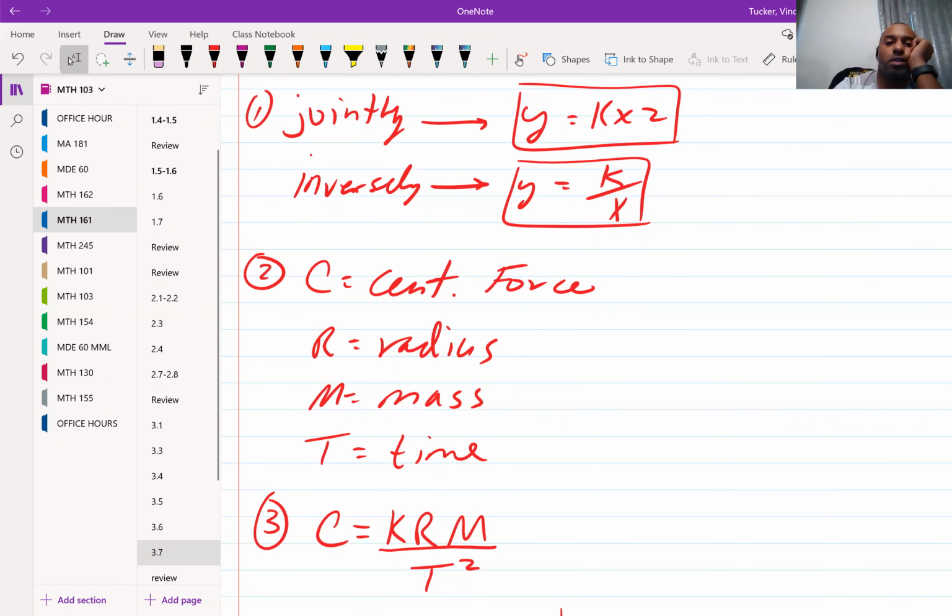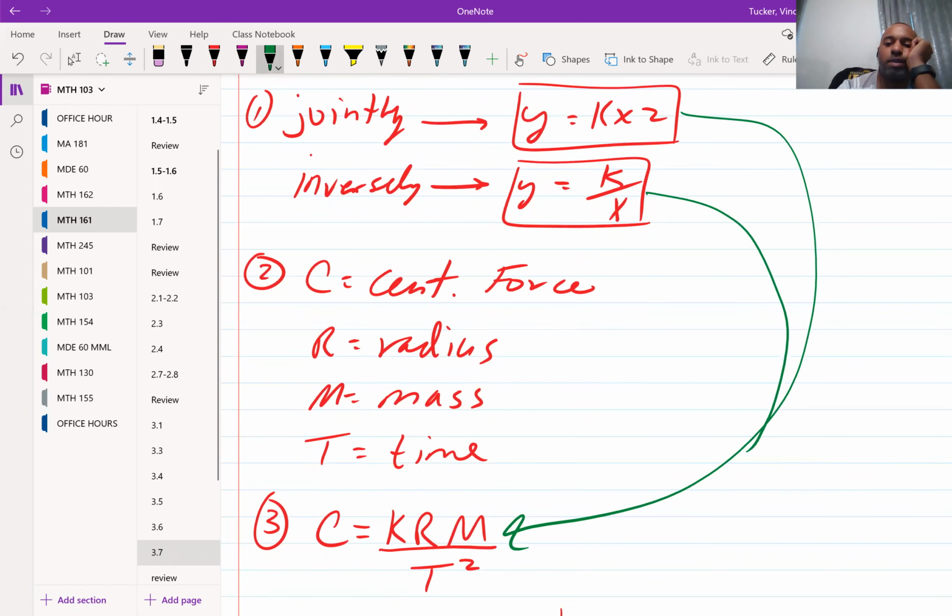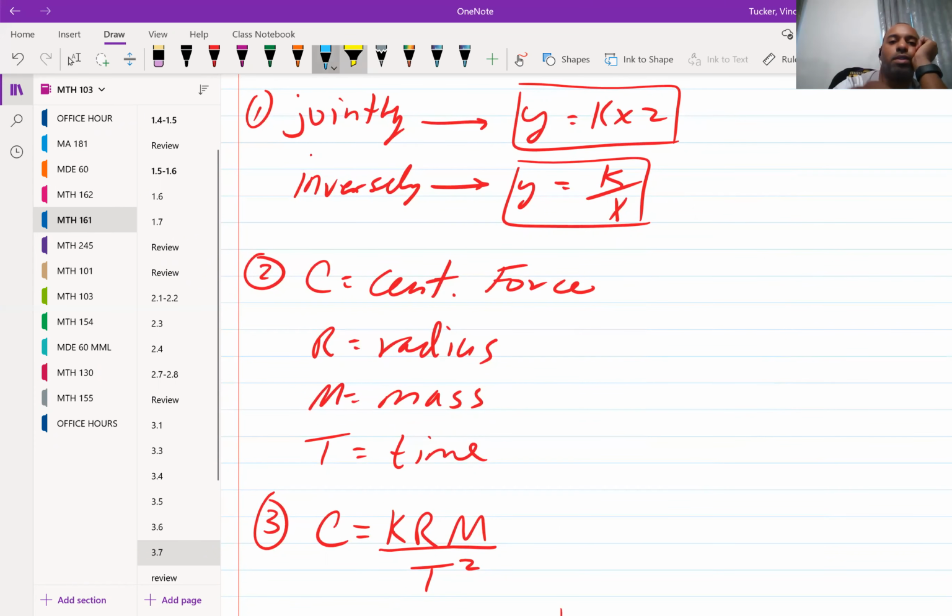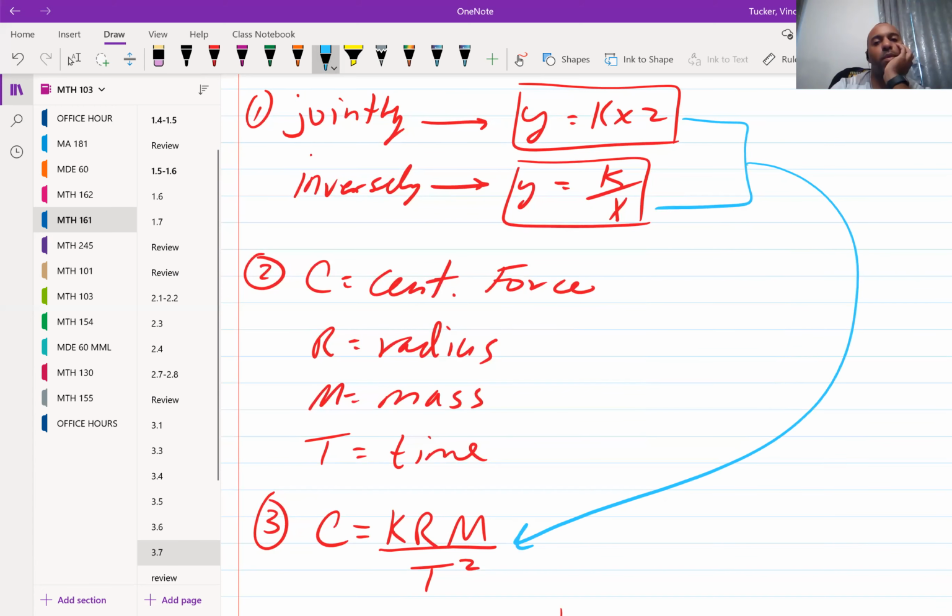All right, so we took both of those, brought them together, we do it like this. And this is what we have. C came before your varies, that's your centrifugal force. It varies jointly with the radius and the mass, and then inversely with the square of time. So that's why the t squared is on bottom. K, once again, is just your constant of variation.